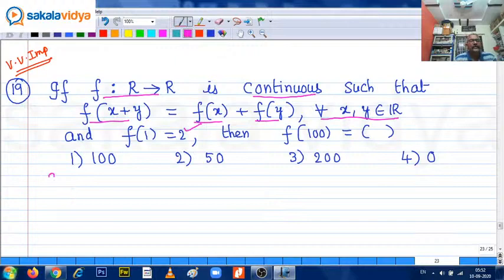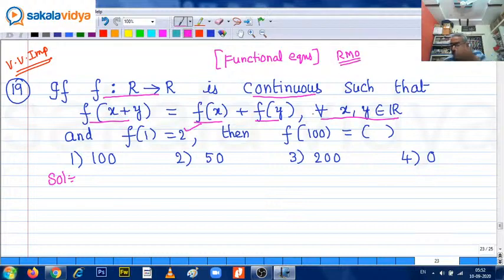Now this is called a functional equations problem. This problem is related to functional equations. This is also important for the RMO examination, Regional Mathematics Olympiad examinations also. This question is very important.